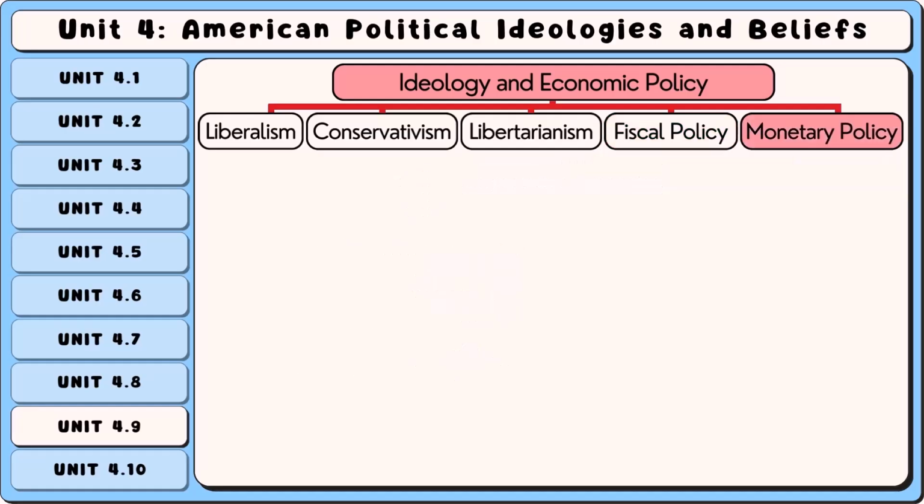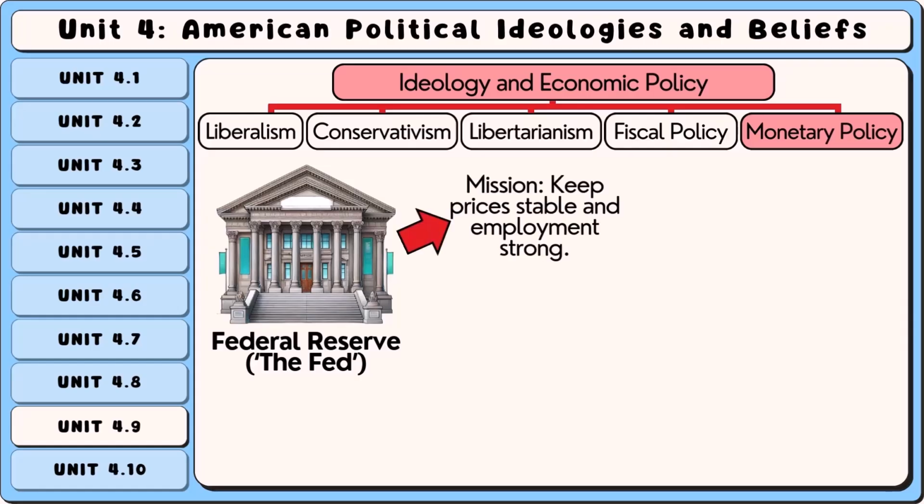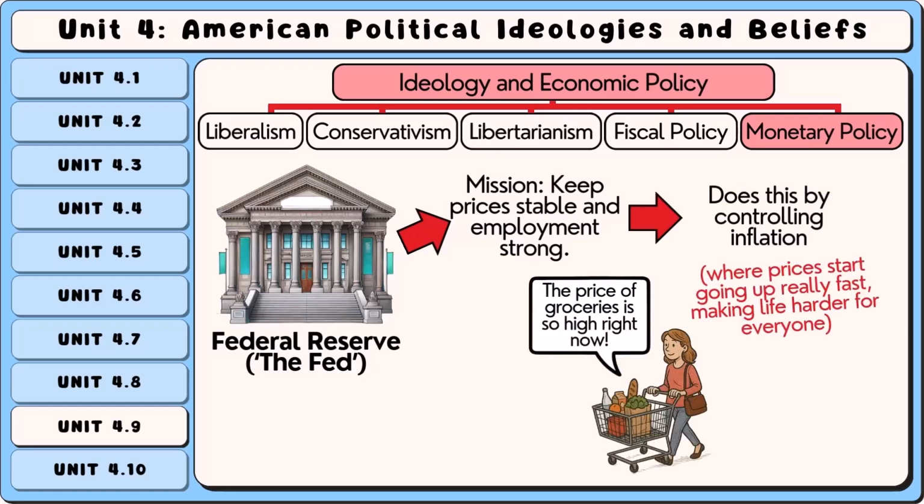Okay, let's move on to monetary policy, which is controlled by the Federal Reserve. The Federal Reserve is the American central bank. It is often colloquially called the Fed. The Fed's job is to keep prices stable and employment strong, so the economy grows at a healthy pace. To achieve this goal, the Fed needs to control excessive inflation, which is a scenario where prices start going up too fast, making life harder for everyone.